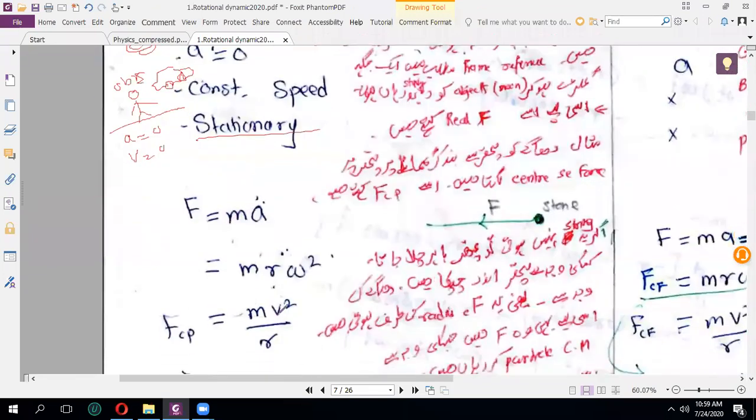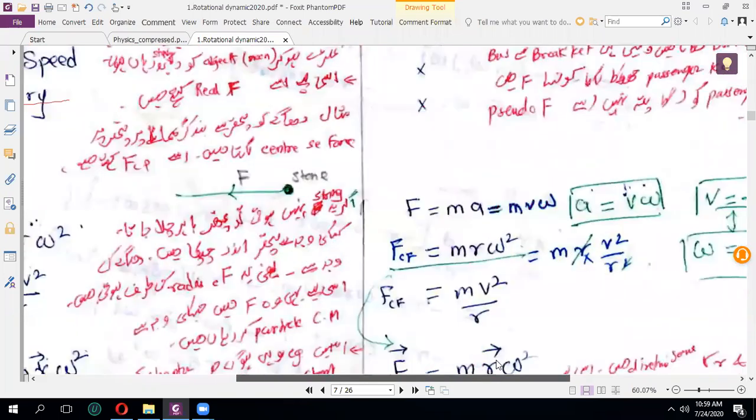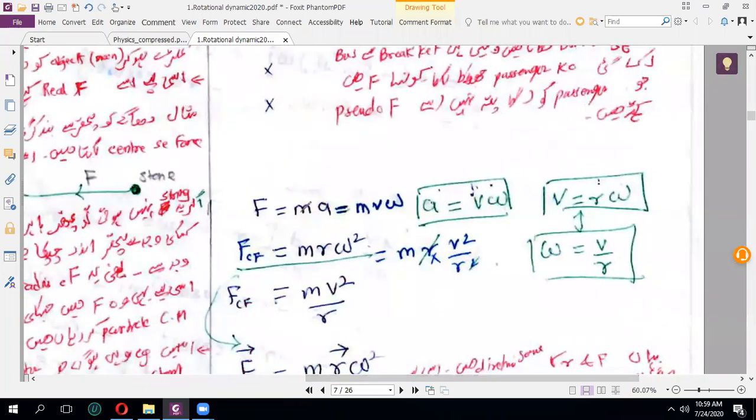Second, we get the formula mv square upon r. How do we get this formula? Let us understand here. We already know the formula of force according to Newton's second law. Force is equal to mass into acceleration. Now we need the acceleration formula.